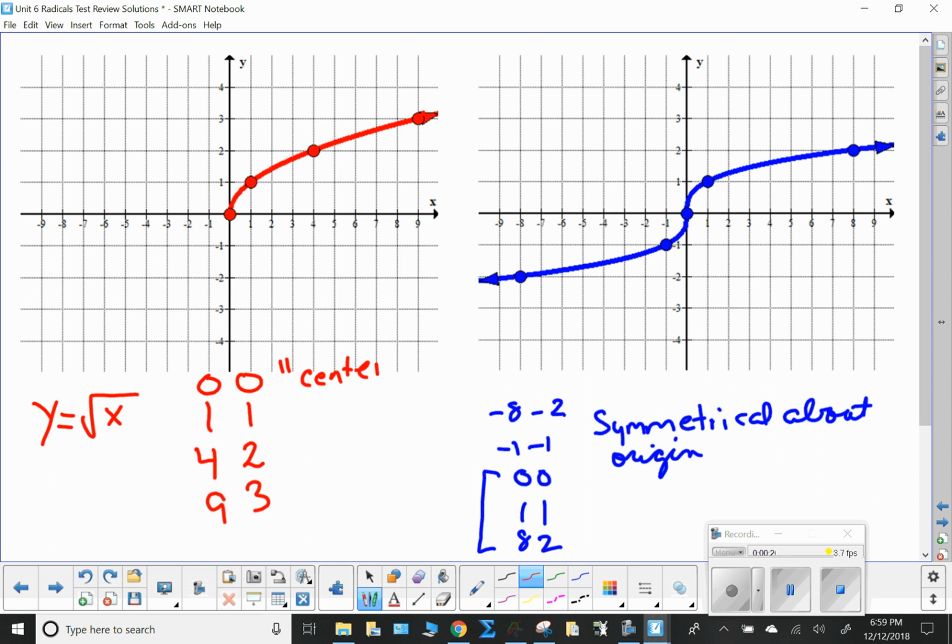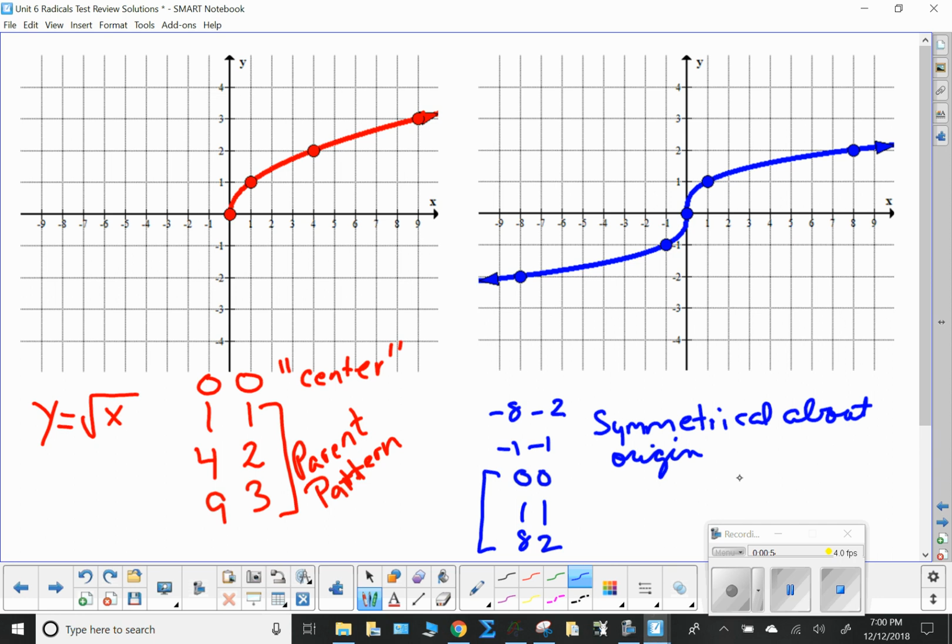I'm going to put center in quotes because we can't go negative. So that's our center or our start. Then we have 1, 1, 4, 2, 9, 3. Here is our parent pattern. Remember back in Unit 2 when we talked about patterns, this is a parent pattern.